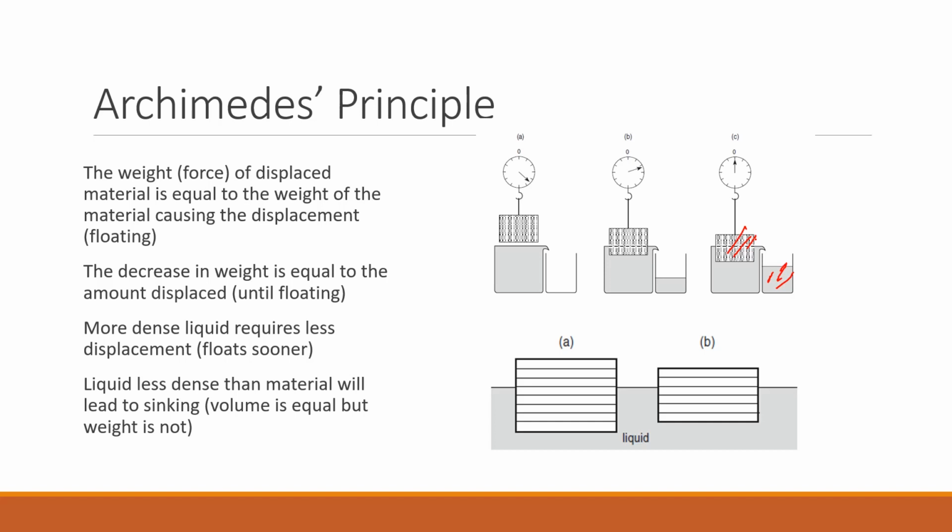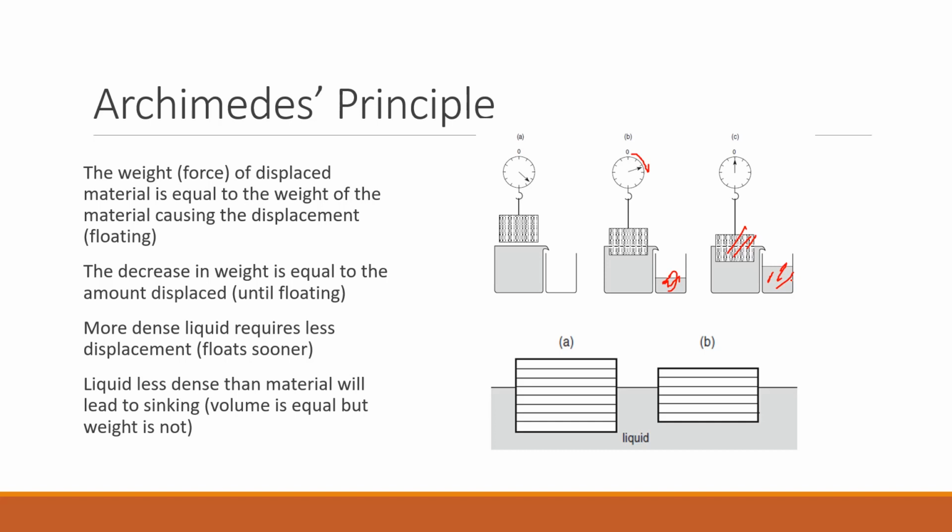So basically, if we're somewhere in the middle, we have a weight being decreased, and the amount that we've displaced is going to be equal to that displaced weight. And then when we're fully floating, we don't have a weight, and the amount we've displaced is going to be equal to the amount of the thing that's floating. Depending on the density of the liquid you're trying to float in, if it's more dense, it will float easier. So there's less displacement that will occur. If it's less dense, it either won't float, or it will take longer to float, with more displacement.